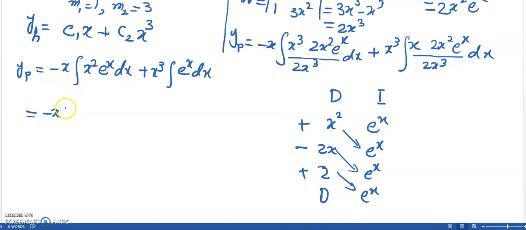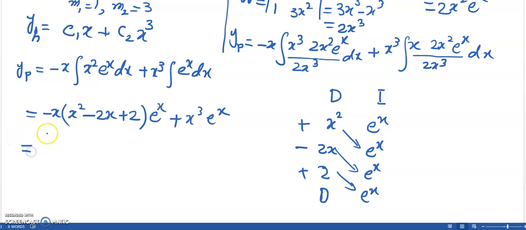this integration by parts will be equal to x square times e^x. Here e^x will be common, so it will be x square and then minus 2x and plus 2, times e power x, and then x cube, then here it will be just e power x. Okay, so now just make some simplification.